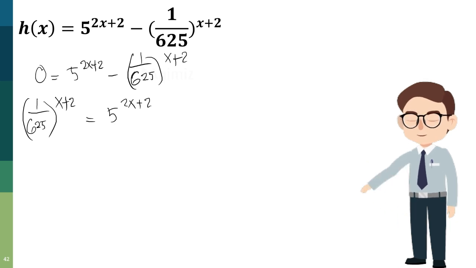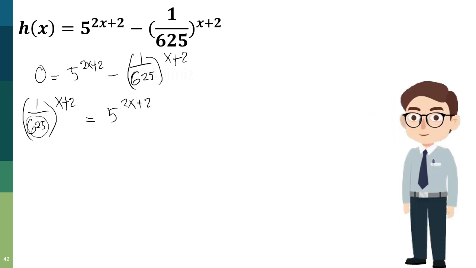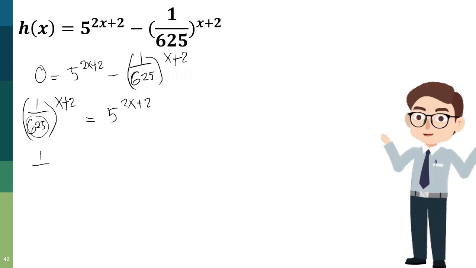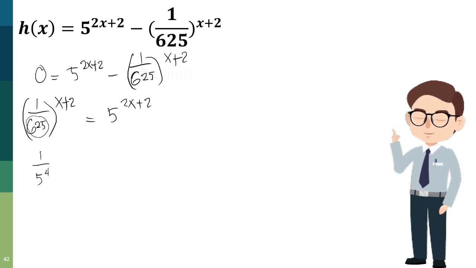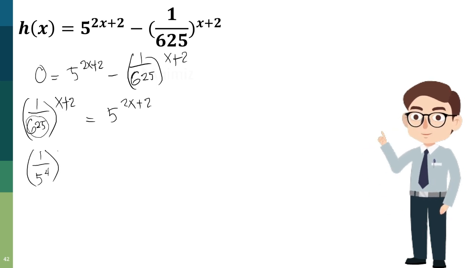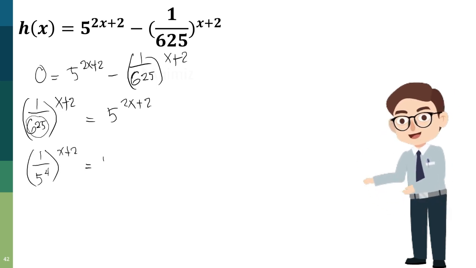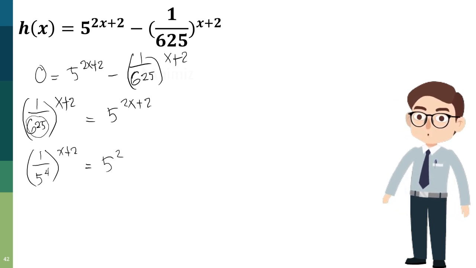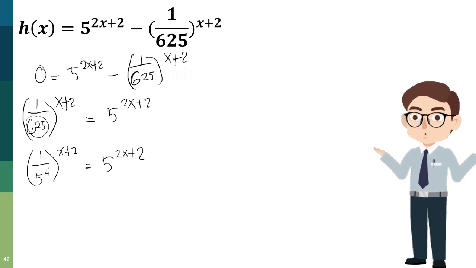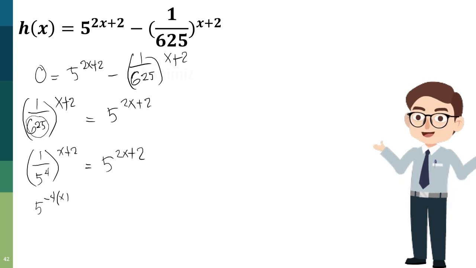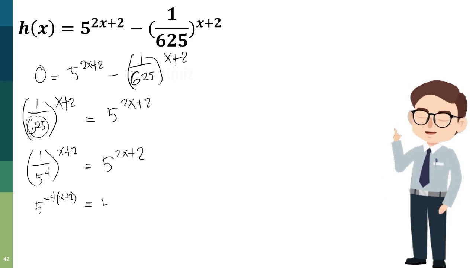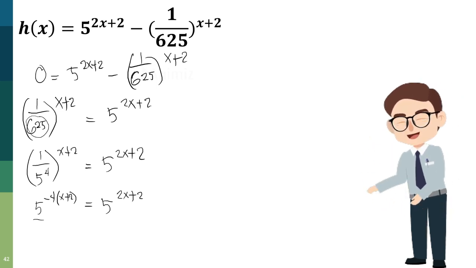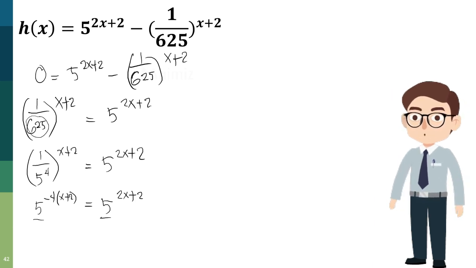Okay, we will make this 625 to base 5. That is 1 all over 5^4 raised to x plus 2 is equal to 5 raised to 2x plus 2. Okay, so we will make this as a whole number. That is 5 raised to negative 4 raised to x plus 2 is equal to 5 raised to 2x plus 2. Since they have the same bases, we will focus on our exponent.